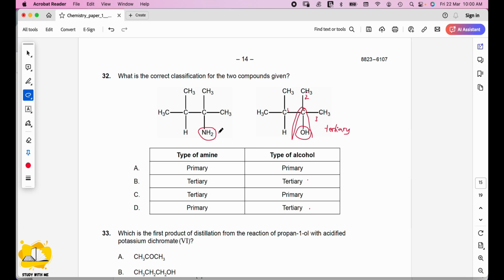But what about NH2? The concept for NH2 is not the same as for alcohol. To check whether an amine is primary, secondary or tertiary: NH2 is primary, NHR will be secondary, and NR2 will be tertiary. So NH2 is primary. So the answer will be D.